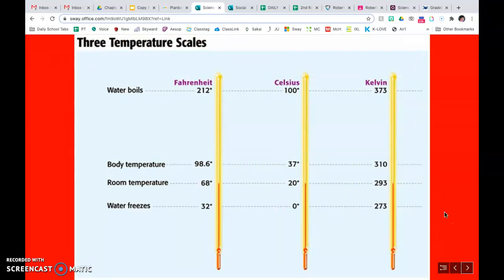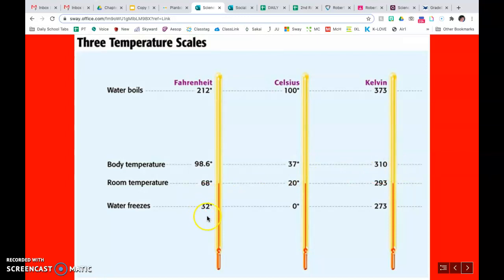Here is a comparison of Fahrenheit to Celsius to Kelvin. So let's start with Fahrenheit. When you take your temperature, the norm is 98.6. If we used Celsius, that same thing would be 37 degrees. In Kelvin, it would be 310.